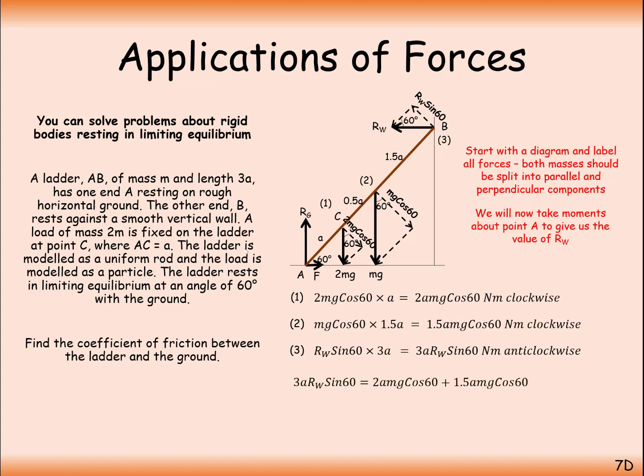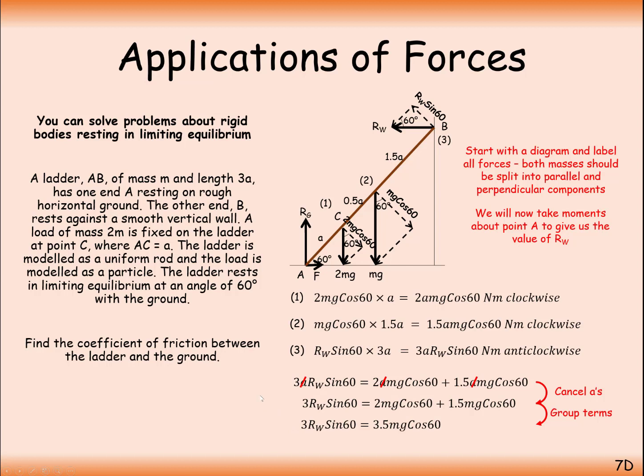Okay. Those are the two clockwises together equals the anti-clockwise. Cancel the A's, we can divide out by A because A is in each term. So we get a new line like so. Now you're kind of starting to understand why you only need 56%, 55% for A level. Lots of steps. We group the terms together because we've got like terms. Cos 60 with mg's. So that's why we get 3.5 mg cos 60 and 3 Rw sine 60.